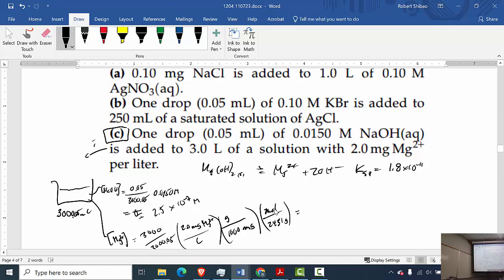So I would do 3,000 divided by 3,000.05. Yeah, dilution factor is minimal. Four nines and an 8 times 2 divided by 1,000 divided by 24.31. This comes out to 8.227 times 10 to the minus 5 molar.